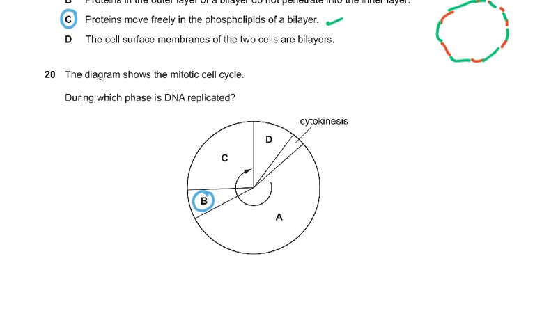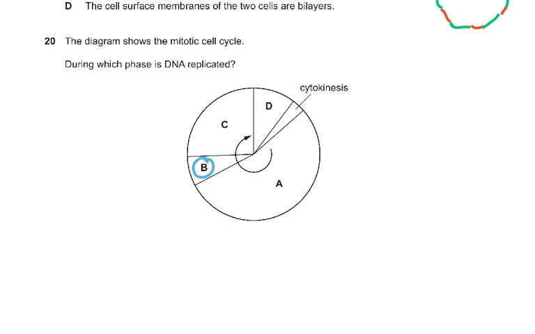Then coming to question number 20, the diagram shows the mitotic cell cycle, during which phase is DNA replicated. Now, of course, you have to be very clear with this. If this is cytokinesis, then before that has to be mitosis: prophase, metaphase, anaphase, and telophase. This is mitosis. So A, B, and C are all interphase. A is G1, B is S phase of interphase, and this is where DNA replication takes place, and this is G2. So S phase of interphase, so that's why the answer was B.